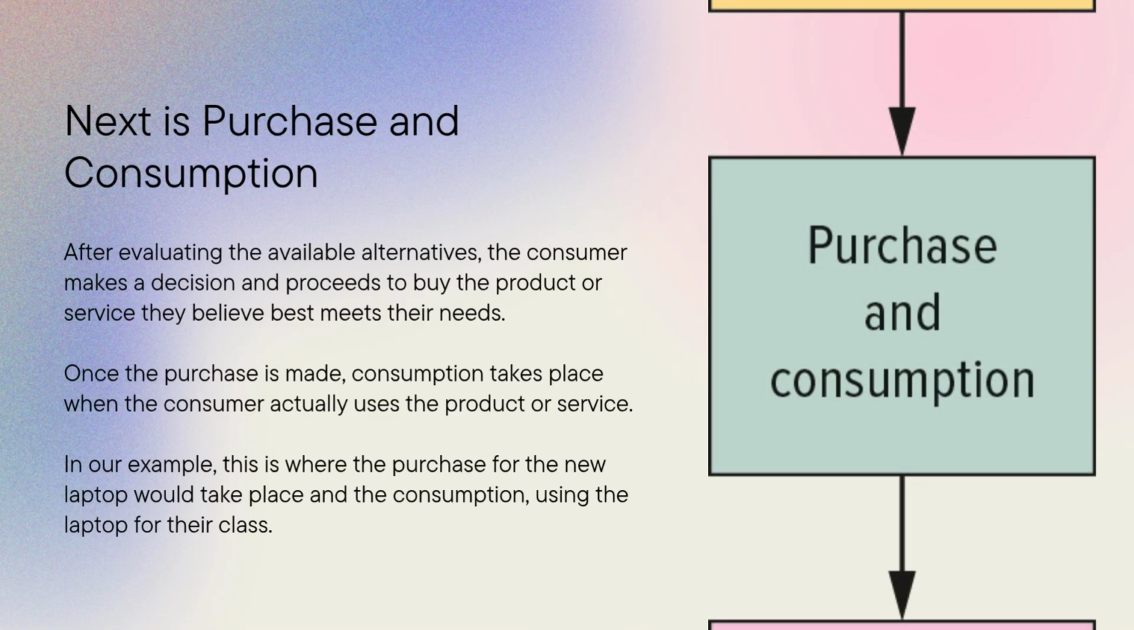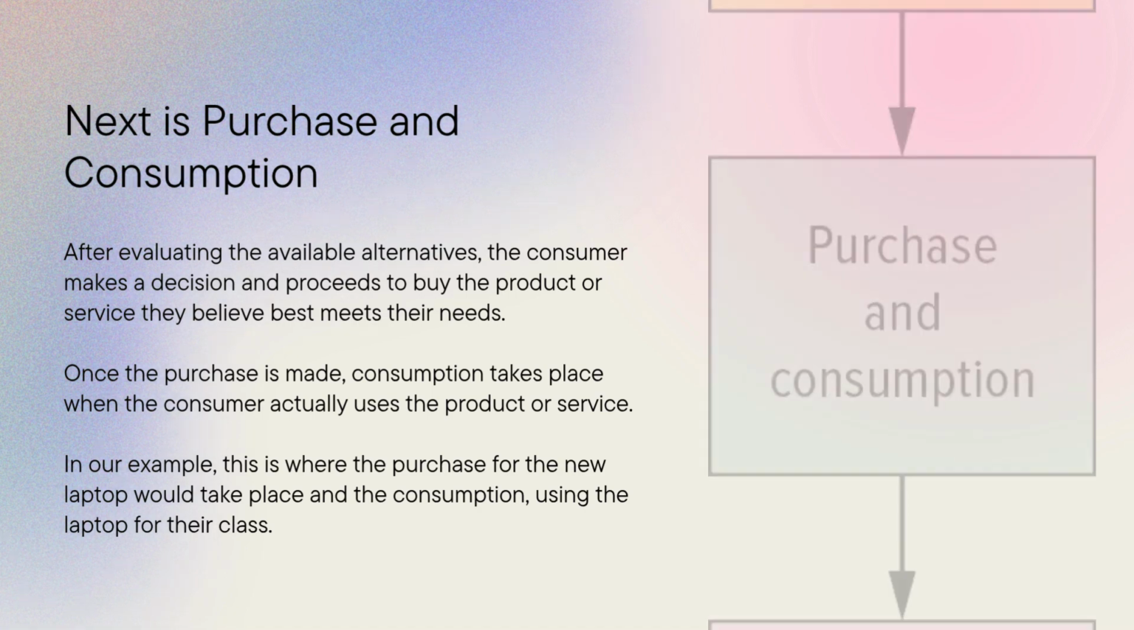Next comes the purchase and consumption phase. After evaluating all the available alternatives, the consumer makes a decision and proceeds to buy the product or service they believe best meets their individual needs. Once the purchase is made, consumption takes place when the consumer actually uses the product or service. In our example, this is where the purchase of the new laptop would take place, and the consumption would be using the laptop in class or for their assignments.